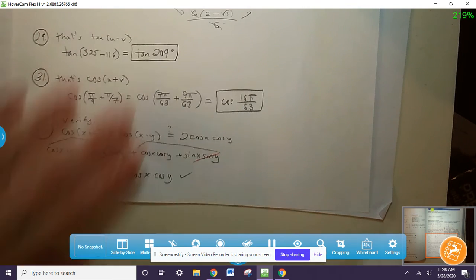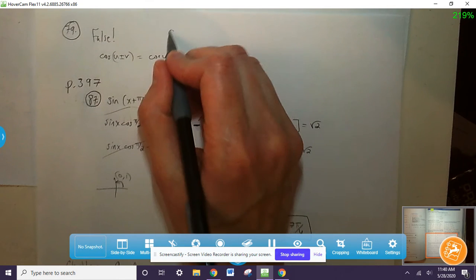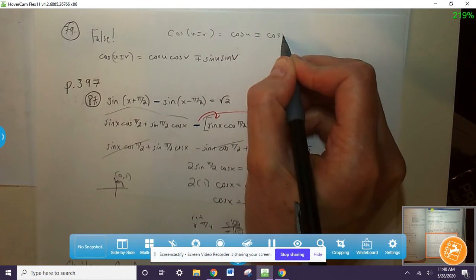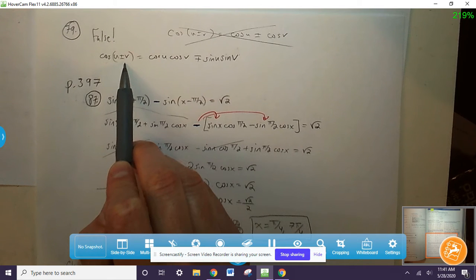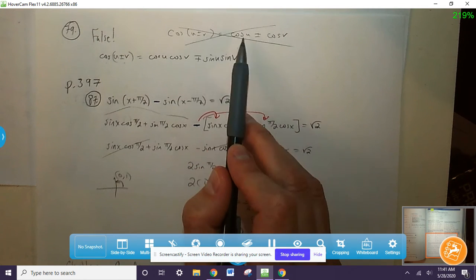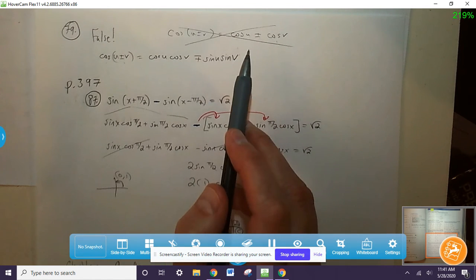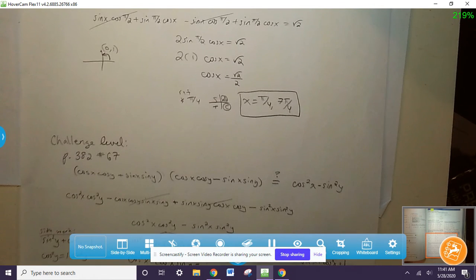Number 79. I always like to throw this one in. Number 79 says, true or false, cos of u plus minus v equals cos u plus minus cos v. That is a false. That's kind of the whole point of section 5.4. And don't feel bad if you got it wrong, because I usually have like a third of the class get this one wrong when we do it. Even though we've been doing this for a couple days, this is not intuitive. So as badly as you want cosine of u plus v to be cosine u plus cosine v, it doesn't work that way. We know the formula is cos, cos minus plus sine, sine. So don't feel bad if you got that one wrong. Every year that happens. Here's number 87 from page 397.